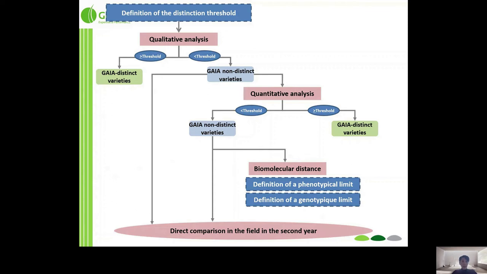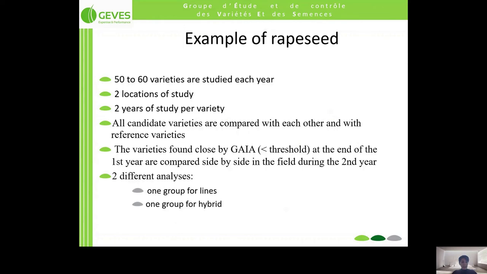In conclusion, I would like to present an example of Gaia utilization for rapeseed in Jeves. Each year, 50 to 60 varieties are studied. There are two locations for studies and 2 years of study per variety. All candidate varieties are compared with each other and with reference varieties. And the varieties found close by Gaia, meaning under the threshold of distinction, at the end of the first year of study, are compared side by side in the field during the second year.